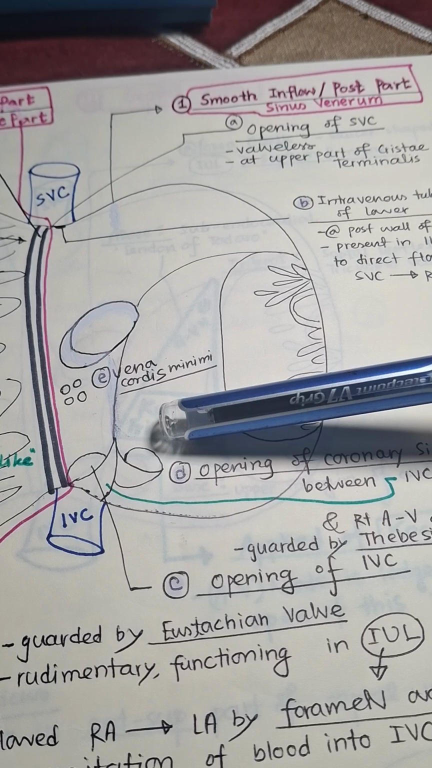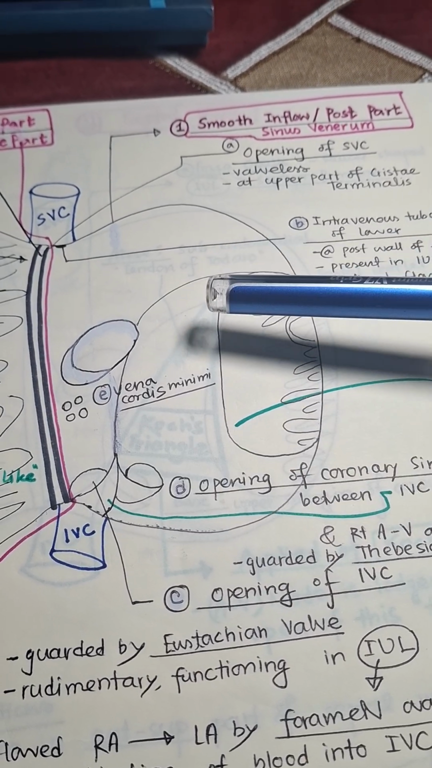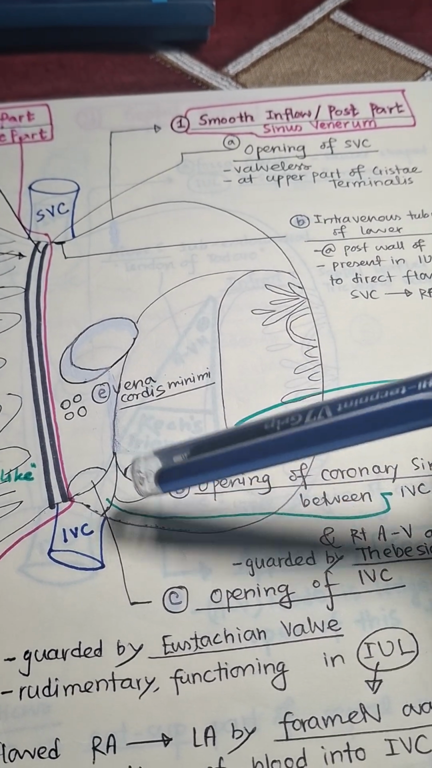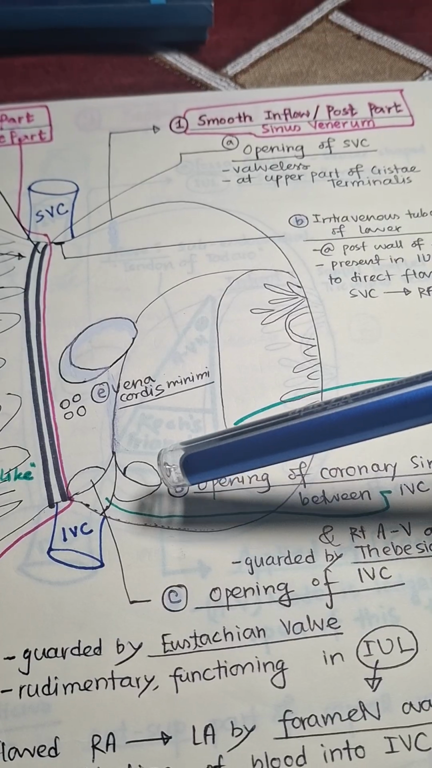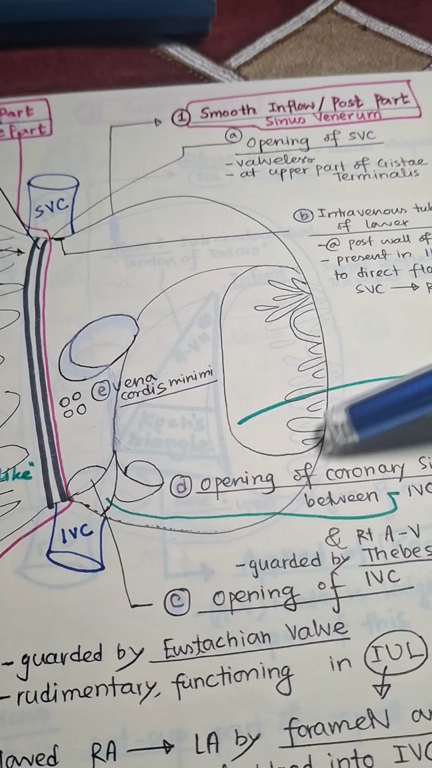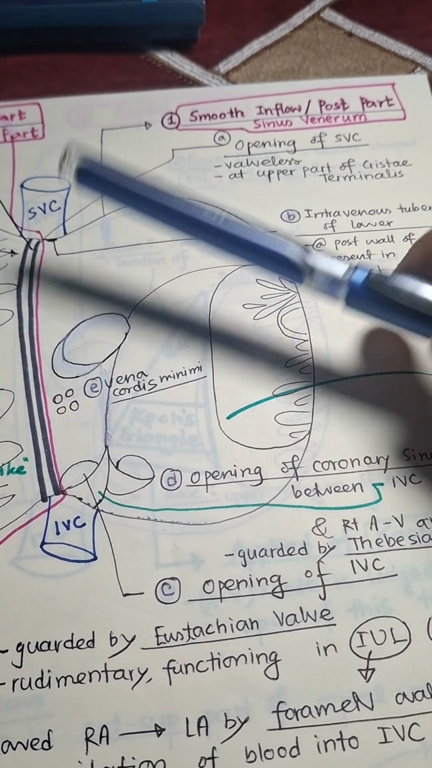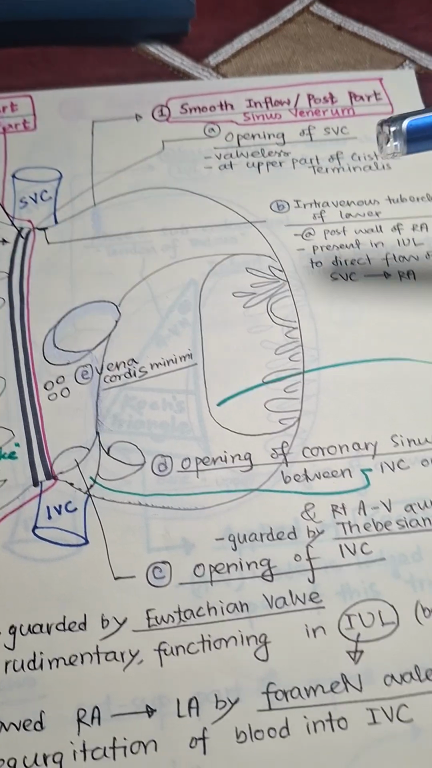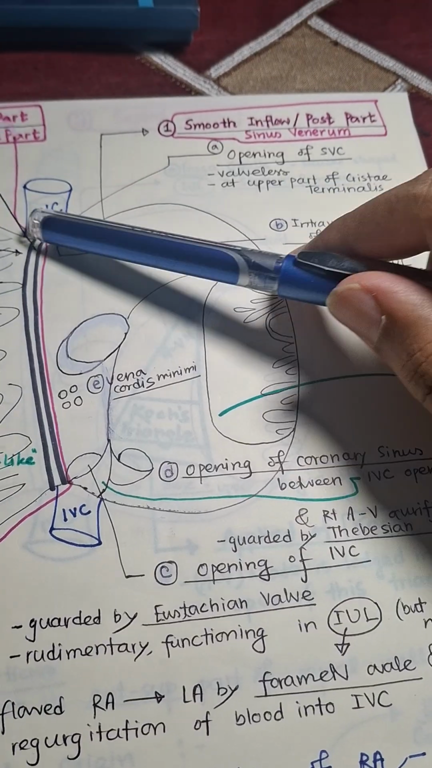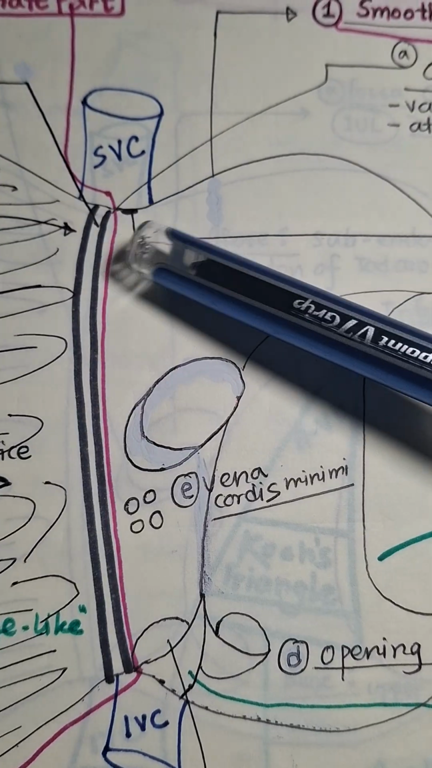Another one is the opening of the coronary sinus, and the opening of the coronary sinus will be guarded by a semilunar valve known as the Thebesian valve. If you look closely, the opening of the coronary sinus lies just between the opening of the inferior vena cava and the septal leaflet of the atrioventricular orifice. The superior vena cava in intrauterine life will also be guarded by a valve, and this valve will later on remain as the intervenous tubercle at the lower portion. Just look at the dark portion, that is the intervenous tubercle of Lower.